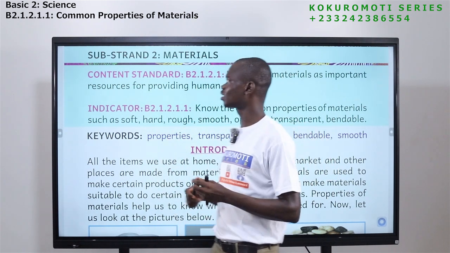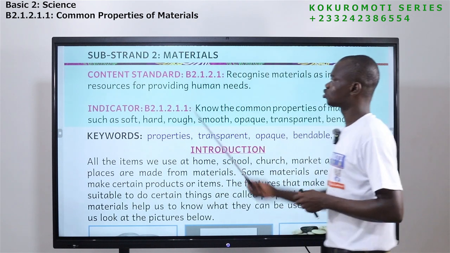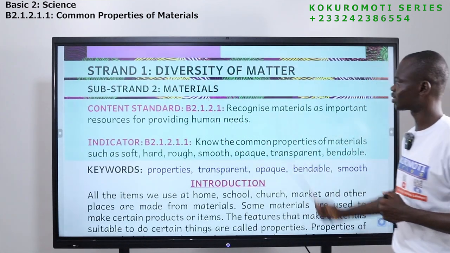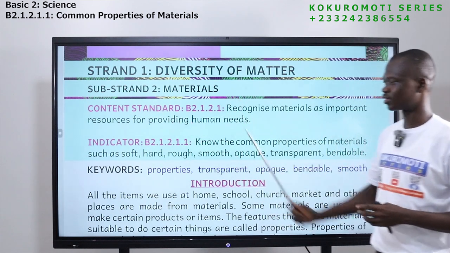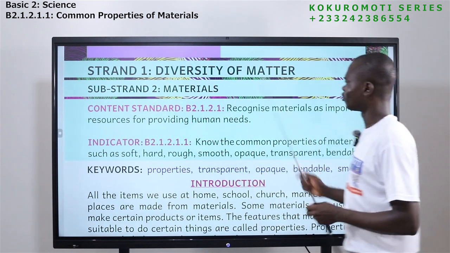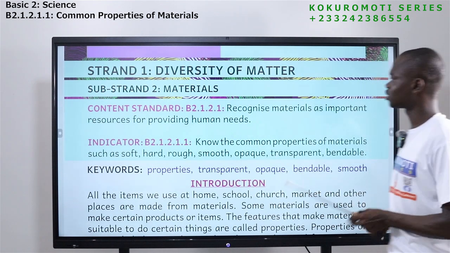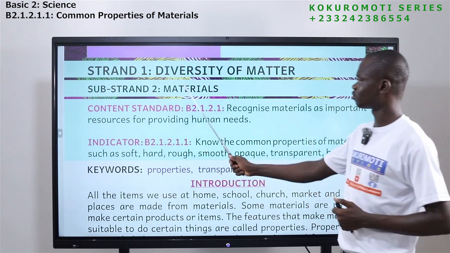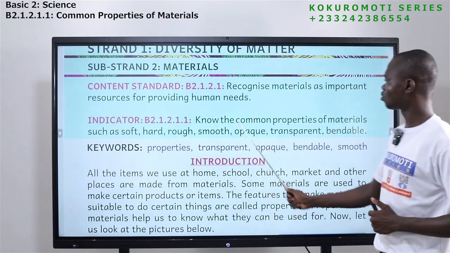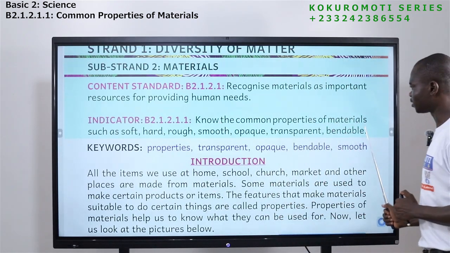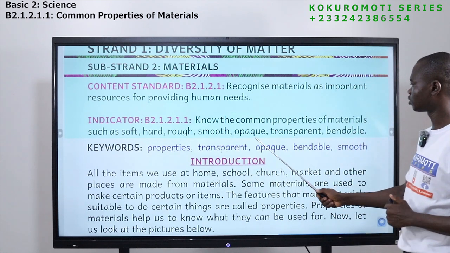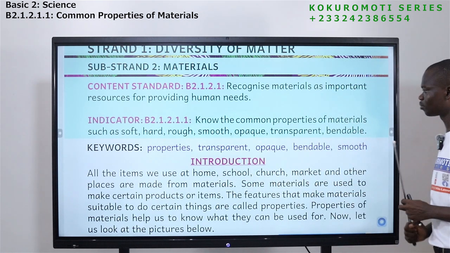Okay, so today we are looking at strand 1, diversity of matter, substrand 2, materials. The indicator here is: know the common properties of materials, such as soft, hard, rough, smooth, opaque, transparent, bendable.